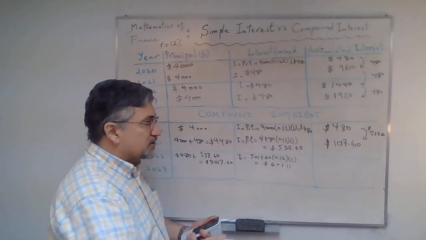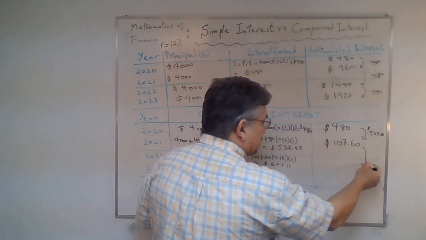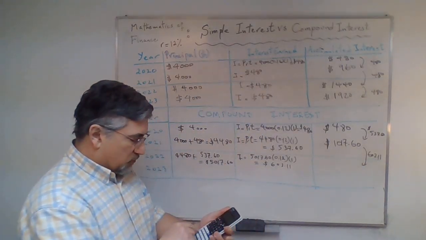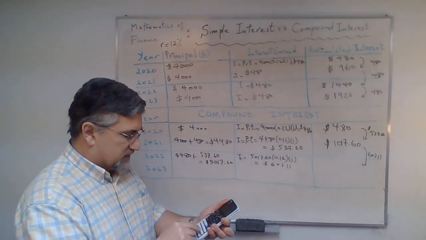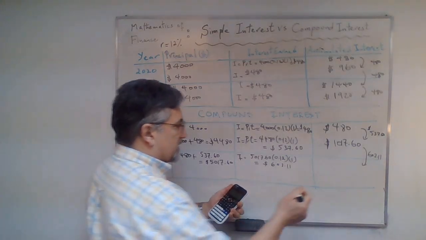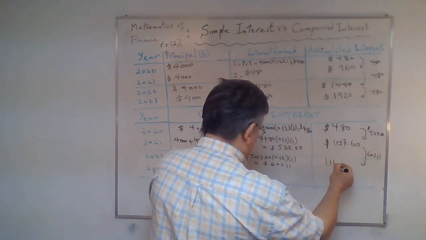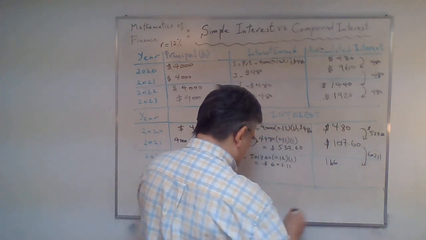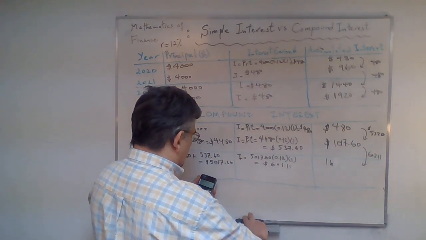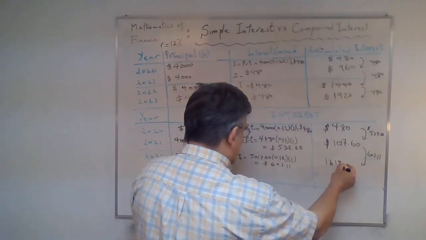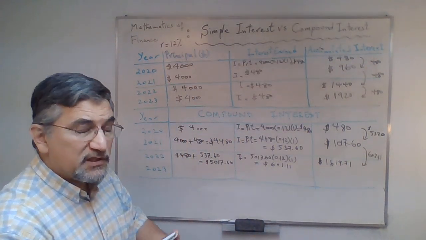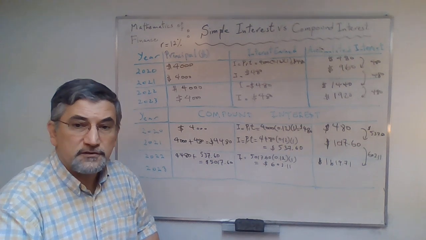So now the accumulated interest would be whatever you had before plus this new amount of interest. So 1017.60 plus 602.11, and that gives you $1,619.71. That is the accumulated interest at the end of the third year.